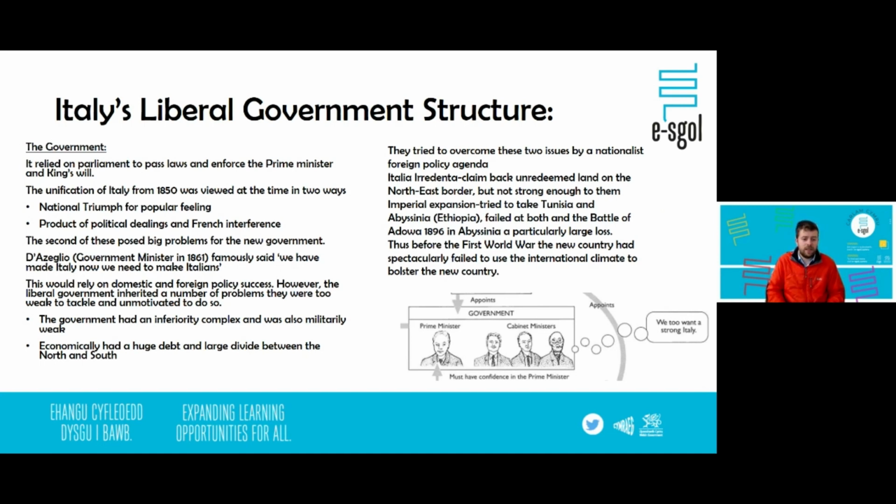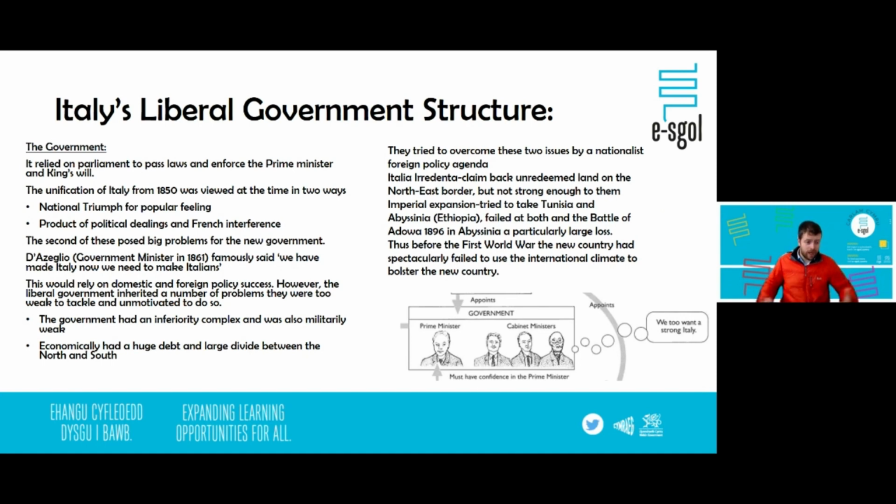Obviously, the second of these is going to cause big problems for that new government, because what it means is people are thinking foreign agitators are involved, and this isn't really being made for my, an Italian, benefit. And De Azeglio, government minister in 1861, famously said, we have made Italy, now we need to make Italians. And that difference is really, really important. Italy is the state, Italian is that feeling of being part of that Italian state. And although we were speaking 1861, that is a problem that rumbles on and on and on, and to some extent is something that Mussolini capitalizes on.